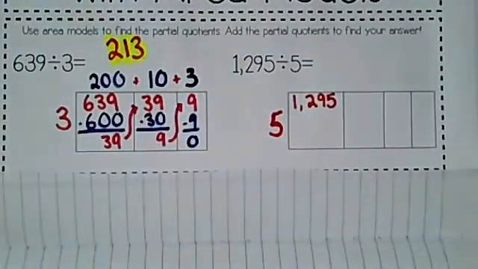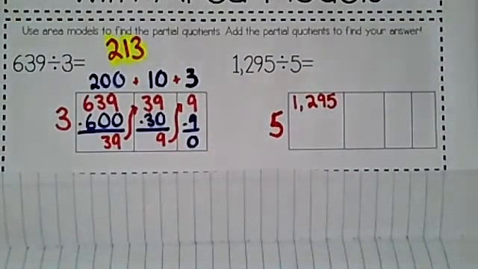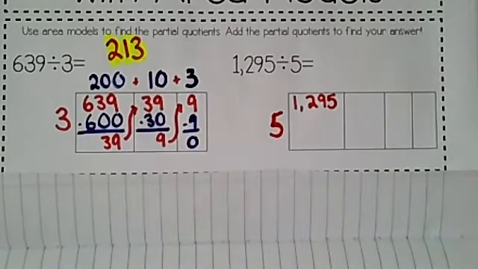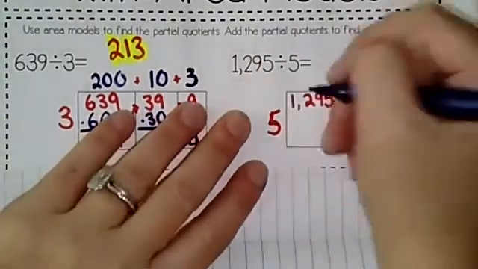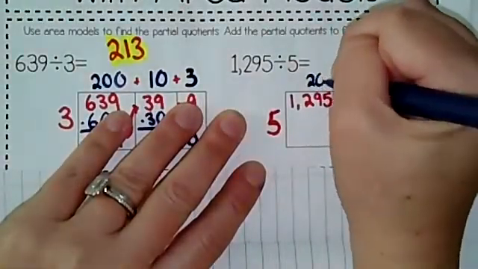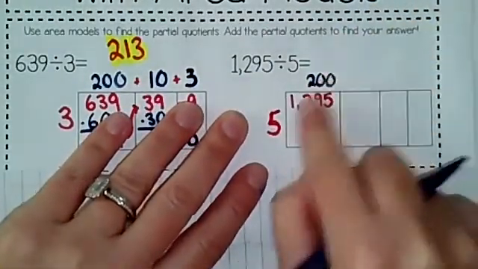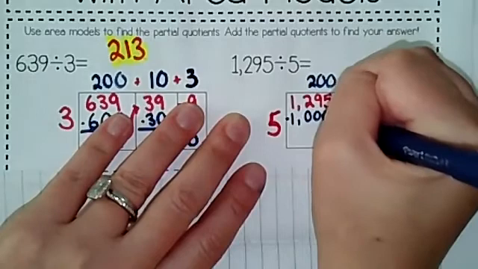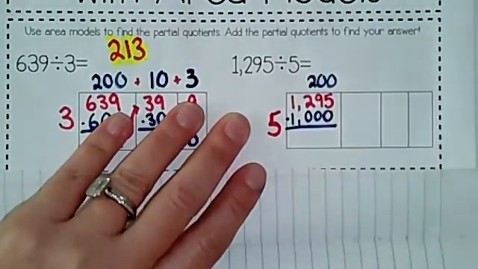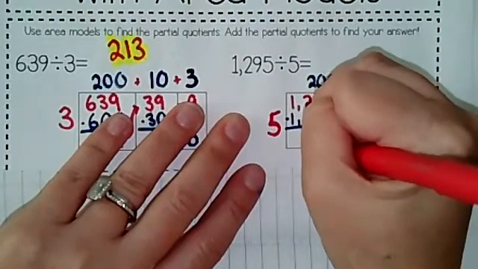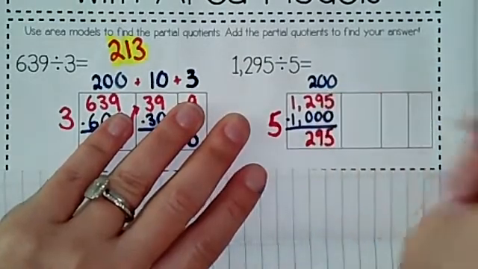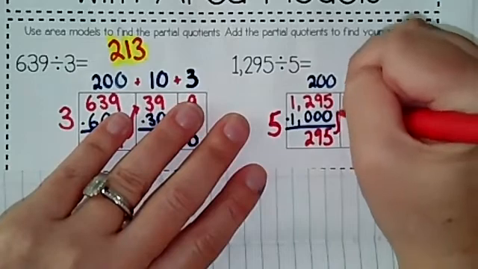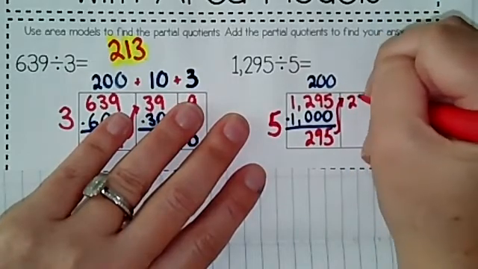All right. Now, I'm going to tell you something. We're trying to get to 1,000. What number times 5 is going to give me 1,000? Georgie, what number times 5 is going to give me 1,000? Very good. Put 200 right up here. So inside this box, 200 times 5, we're going to subtract out 1,000. And when I do, I get 295. Move that up to the top of the next box.